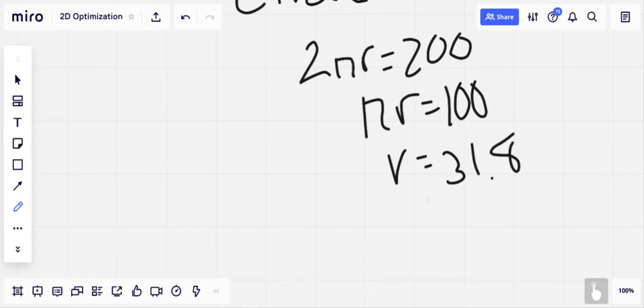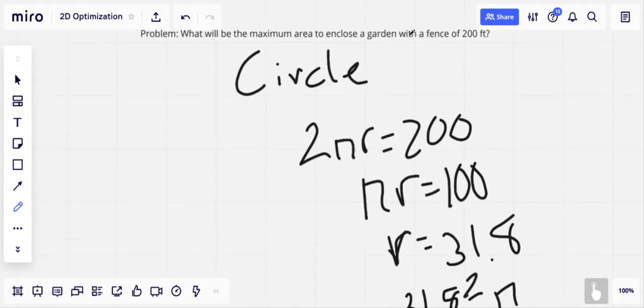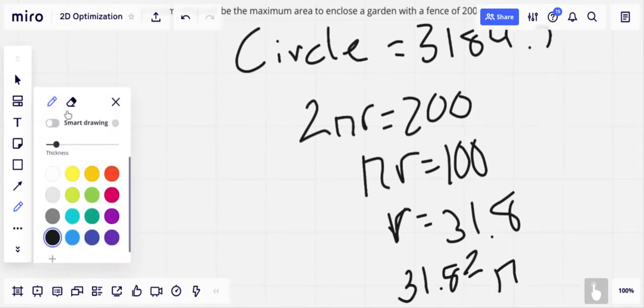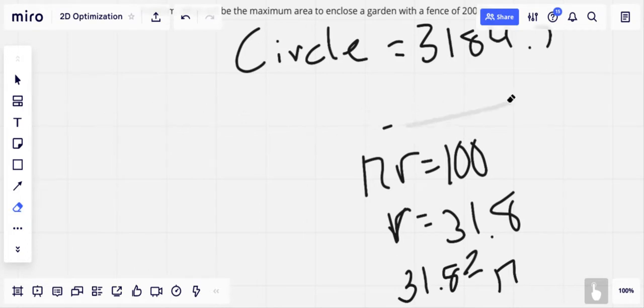31.8. And you can substitute this into the area formula, pi r squared, and get 31.8 squared times pi. So square this value, 31.8, and multiply it by 3.14, and you would get the circle area. With the circle, you would get an area of 3,184.7. So that's the area that a circle will give with a circumference of 200.